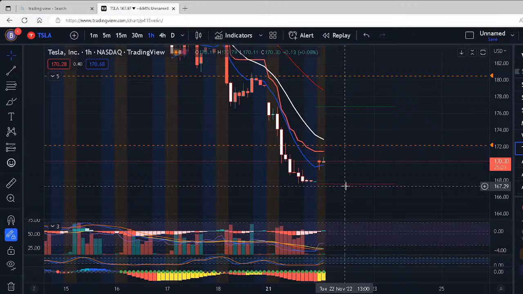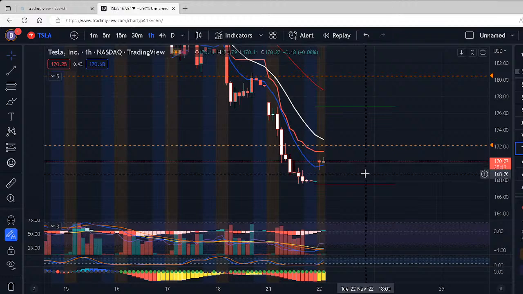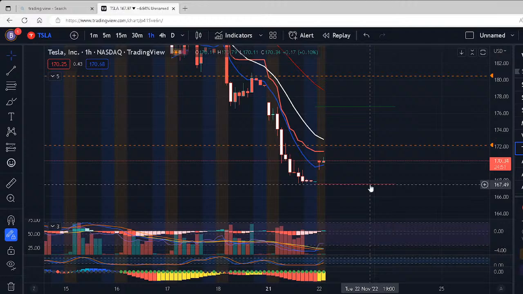I'm going to put my put trigger down here because I really don't trust it. So the put trigger would be 168.76. My first price target will be the gap fill, which is previous day low as well, 167.64.